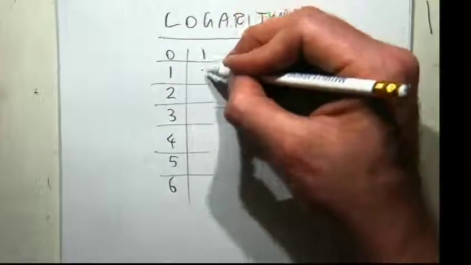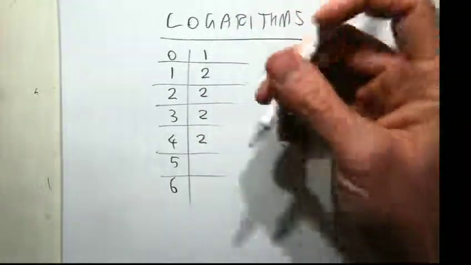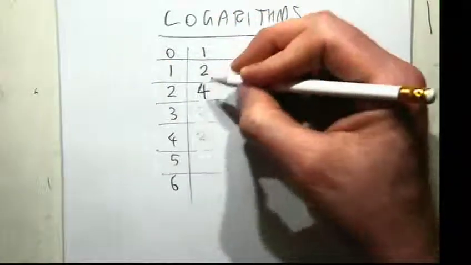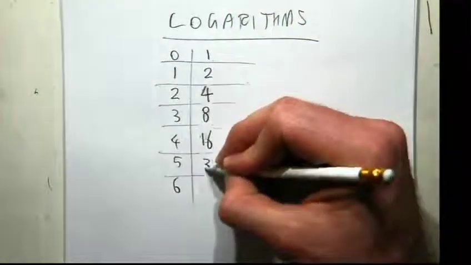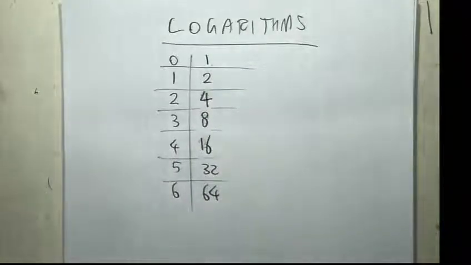So I'm going to start with 1 and I'm going to keep timesing by 2. So if I times by 2 here, I'll get 4. If I times by 2 here, I'll get 8 and 16 and 32 and 64. Okay? And I know that with the powers, I can fill in all the gaps there.